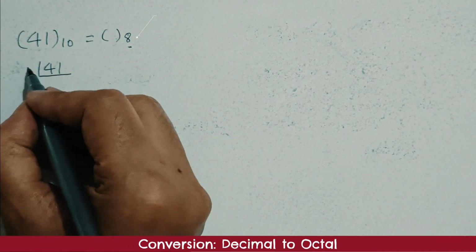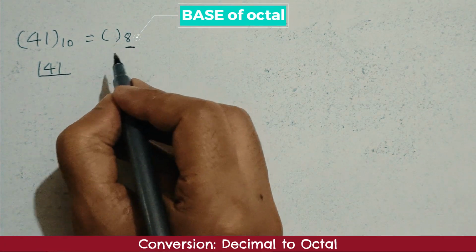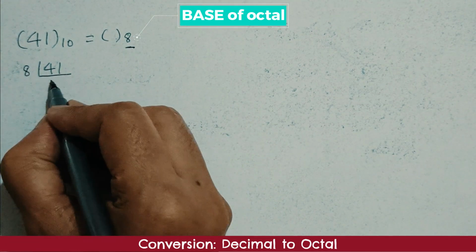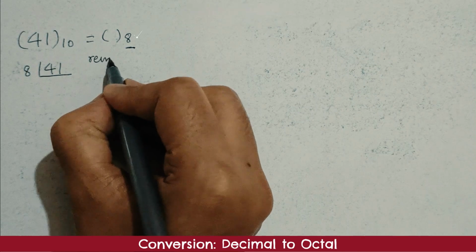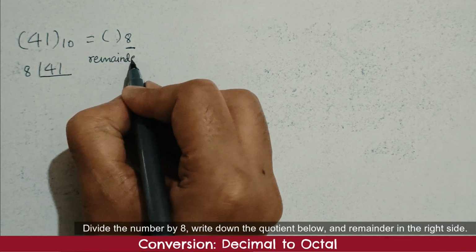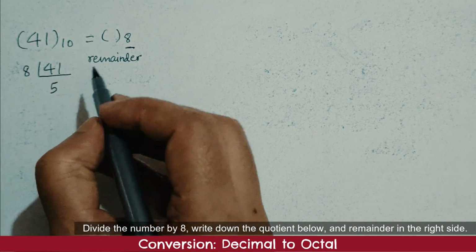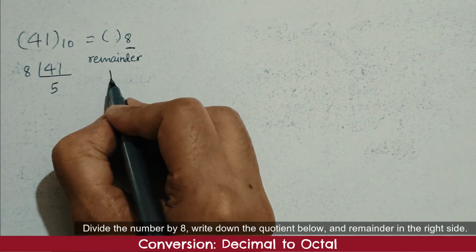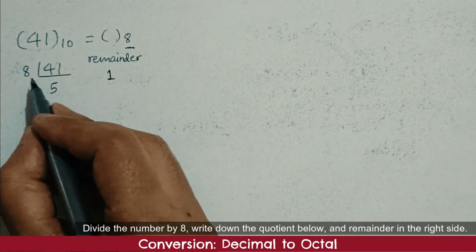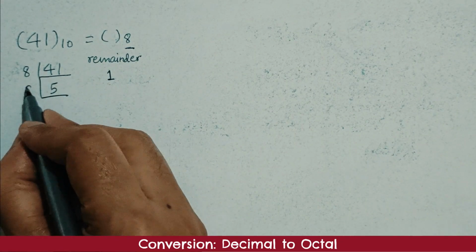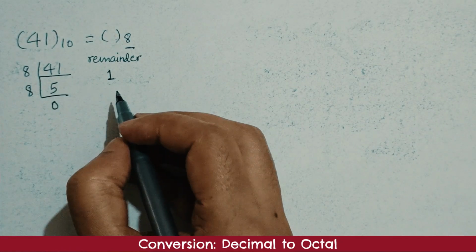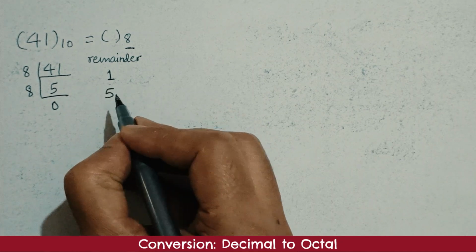Kindly write down the number 41. Here you know, the base of octal is 8. I will divide the number 41 by 8. Kindly write down the quotient below, which is 5, and the remainder on the right side, which is 1. Again divide the number by 8, write down the quotient below, which is 0, and the remainder 5.